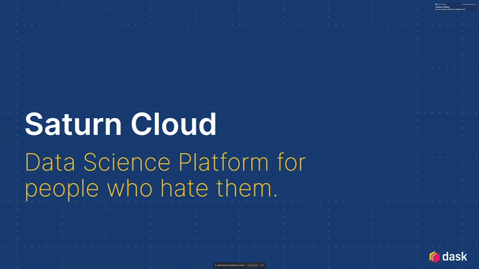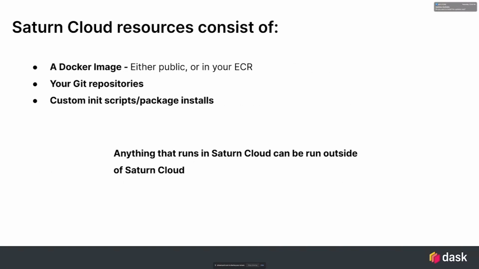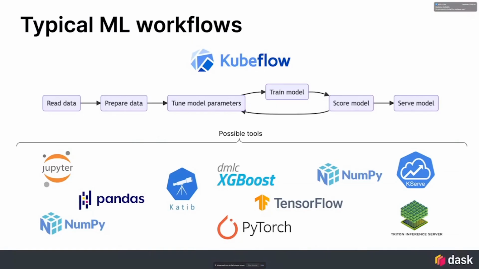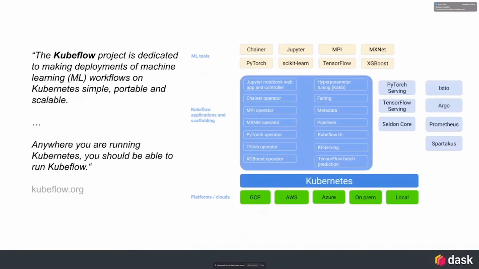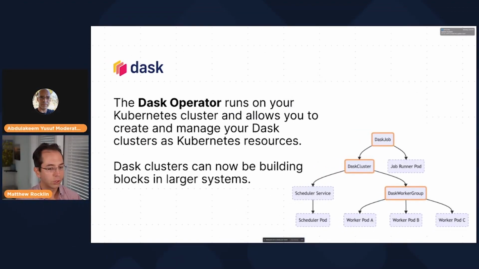There's Saturn, which, for time constraints, I'm going to go through quickly. Saturn does mostly the same thing. They bundle up a lot of open source projects, but they do so in a more AWS focused way. Same with Kubeflow. They do the same thing on Kubernetes, very Kubernetes forward.